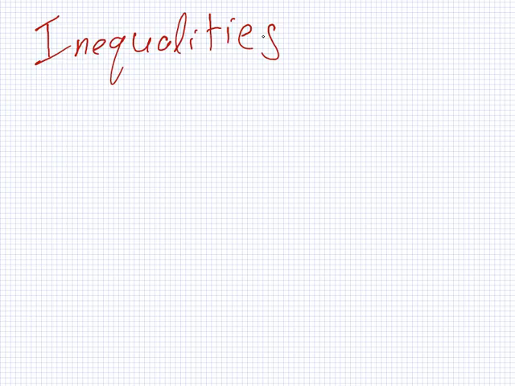Right, so inequalities now. So inequalities, you probably recognize the symbol. That's this one, and this one. Less than or equal to, more than or equal to. These are the four.